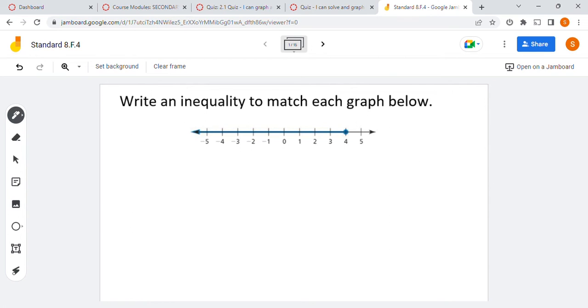For this first set of equations, all we have to do is take this graph and write an inequality for it. So we're going to start with a variable. It doesn't matter what variable we use. I'm going to just use x for our case.